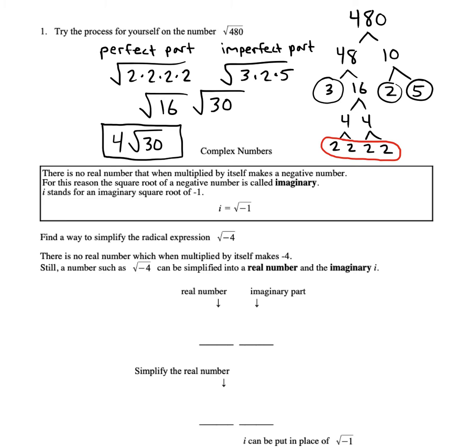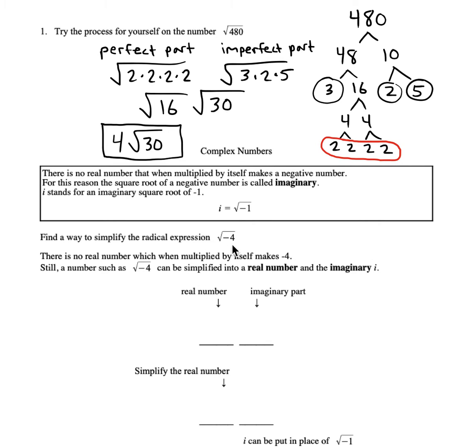Let's find a way to simplify radical negative 4. We know that there's no real number that when multiplied by itself makes negative 4. But we still can simplify radical negative 4 if we use the imaginary I.